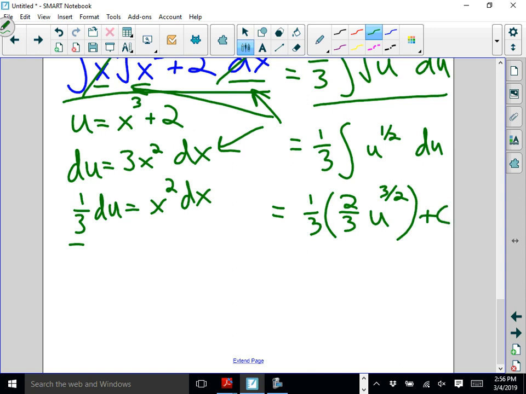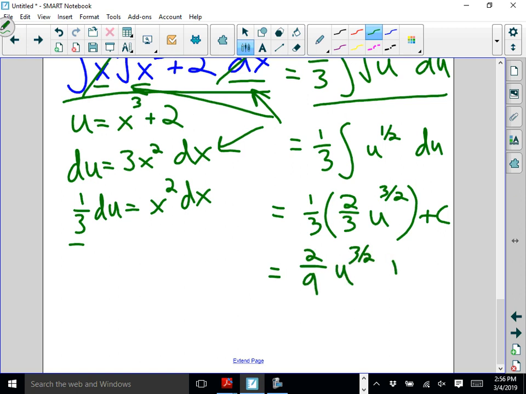Again, even though it's a square root, it's one we can do, right? I made you do square root integrals in the last test. Now, multiplying this out, I get 2/9 u to the 3/2.